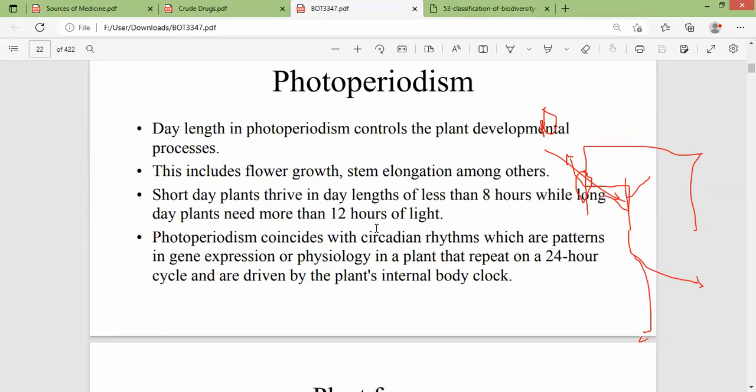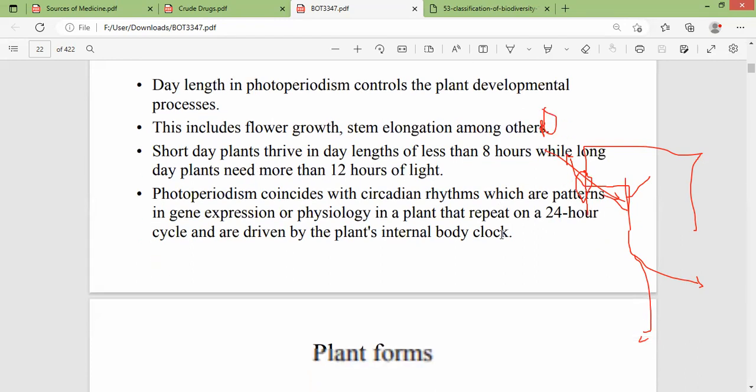Then photoperiodism. This is about the day and night, whereby we have short day plants, they thrive in less than 8 hours, and then the others which want longer hours of sunlight. There are plants which want short hours, others want longer hours.